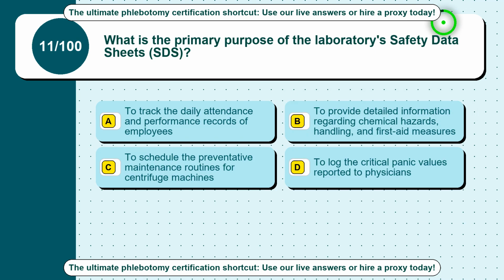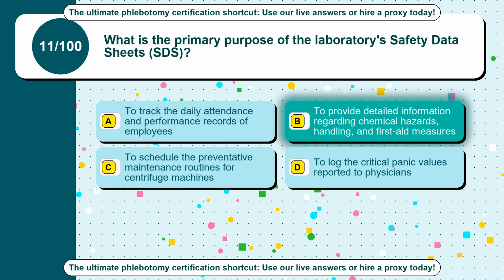Question 11. What is the primary purpose of the laboratory's safety data sheets, SDS? Option A, to track the daily attendance and performance records of employees. Option B, to provide detailed information regarding chemical hazards, handling, and first aid measures. Option C, to schedule the preventative maintenance routines for centrifuge machines. Option D, to log the critical panic values reported to physicians.